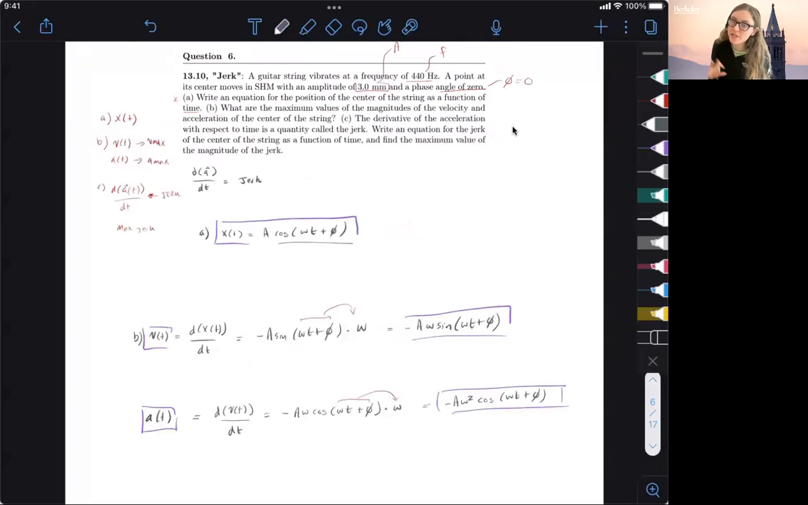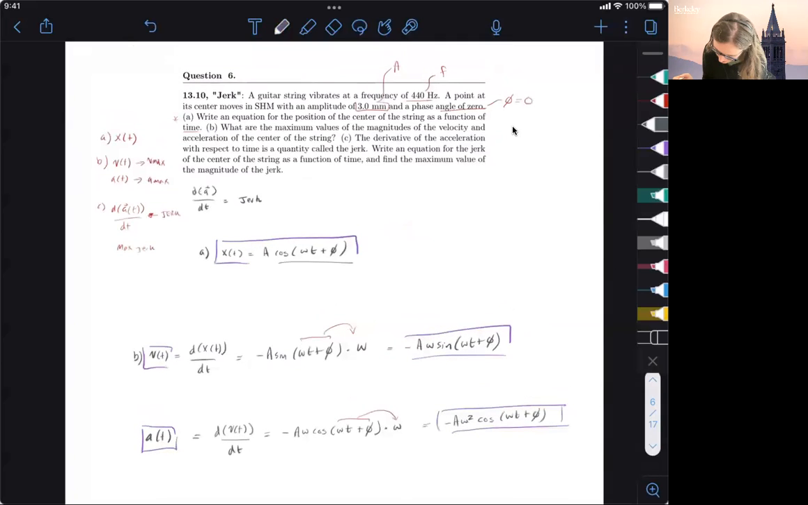And again, if my handwriting is hard to read at any time, I also posted all of the solutions to this and they are cleaner and typed up. So feel free to follow along with that as well.